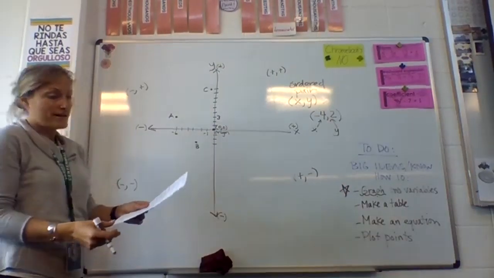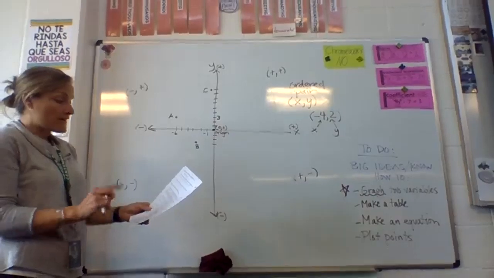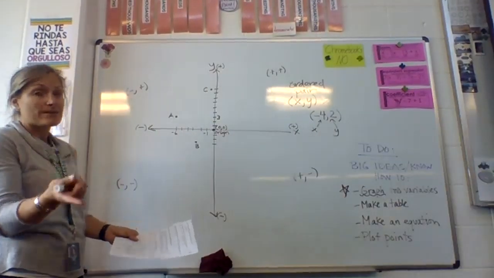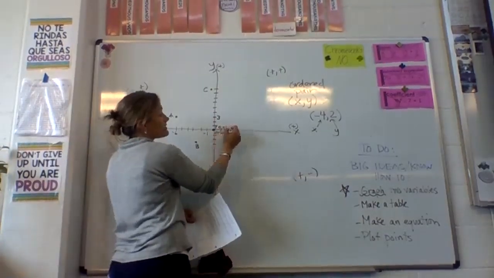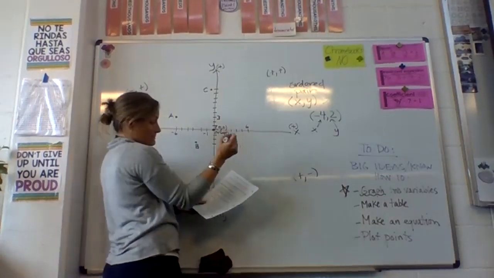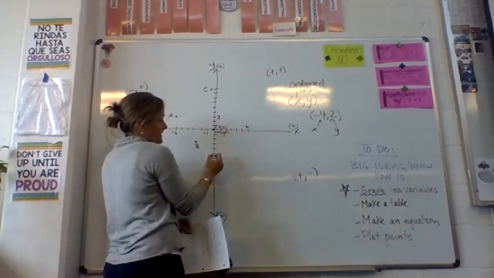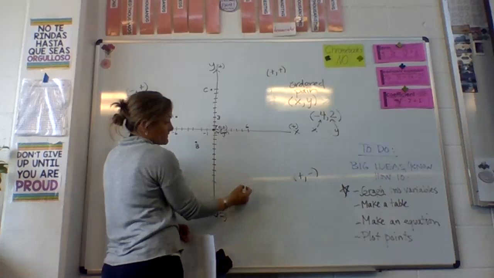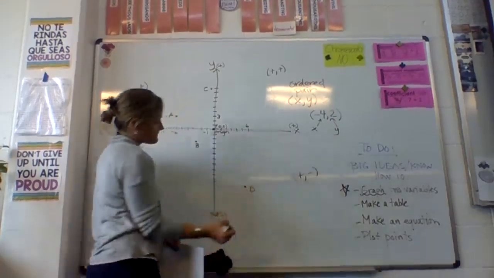Okay. Can I maybe get out the sheet that I had in class? Okay. So then D is 6, negative 10. So we haven't had one in this quadrant yet. So 1, 2, 3, 4, 5, 6, positive 6, and then negative 10. So 3, 4, 5, 6, 7, 8, 9, 10. So 6, negative 10, all the way out there is D.